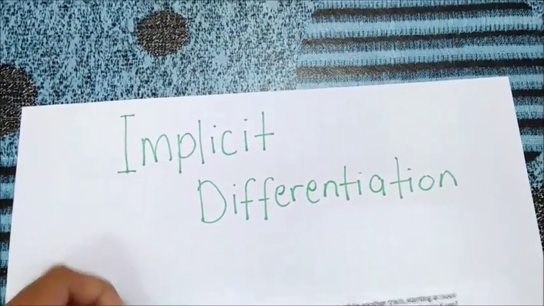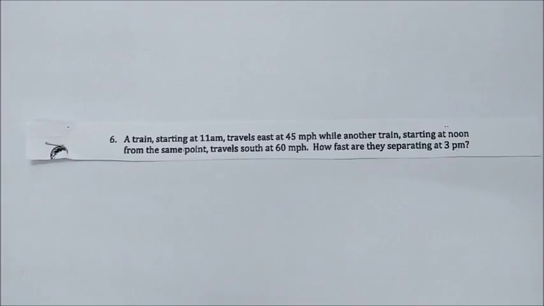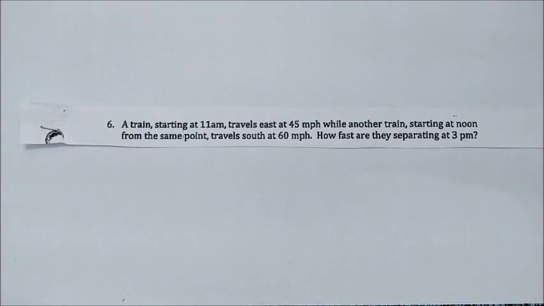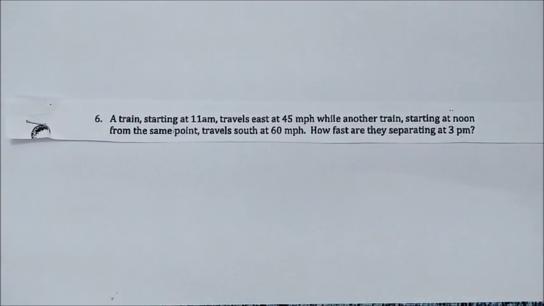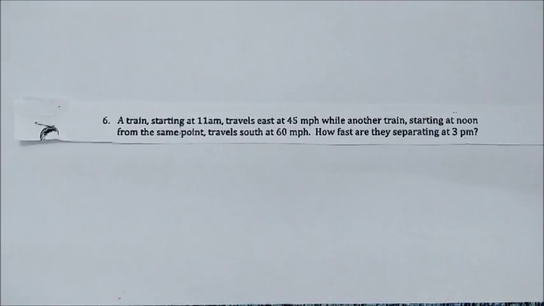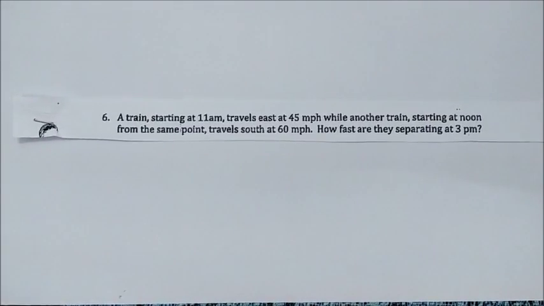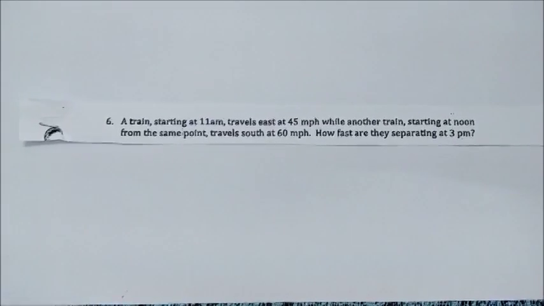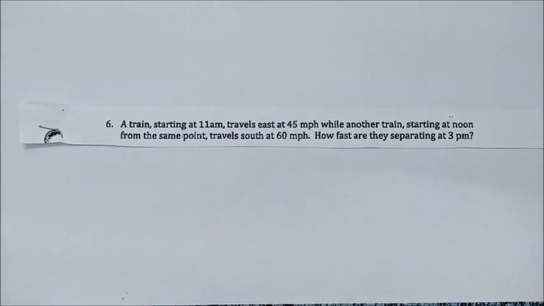Okay, so here is the question. A train starting at 11 a.m. travels east at 45 miles per hour, while another train starting at noon from the same point travels south at 60 miles per hour. How fast are they separating at 3 p.m.?